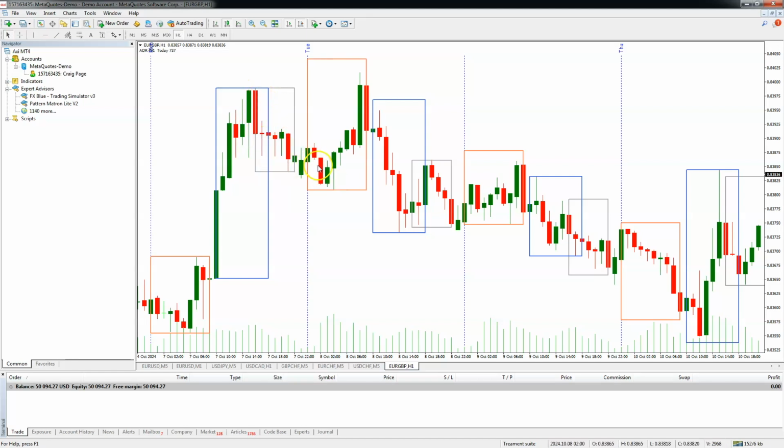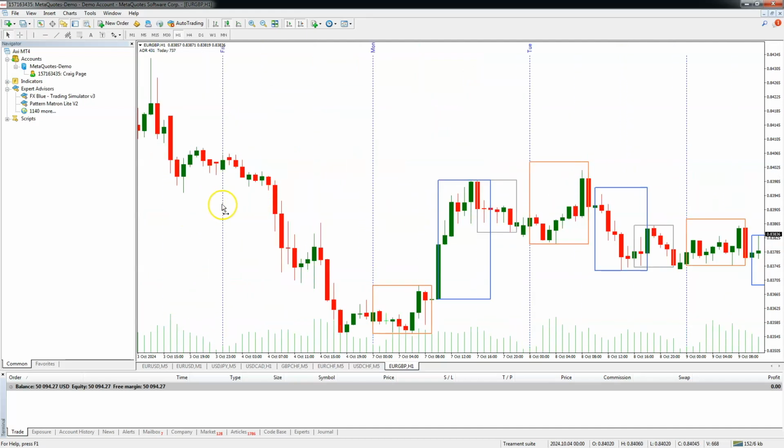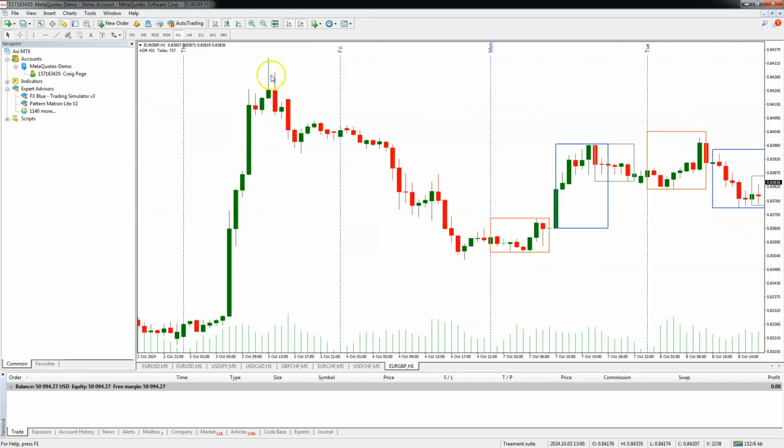The sellers tried to get into control. See if we can find an evening star. I think I saw one back. There's a good evening star there, engulfed, continued for 2 days.